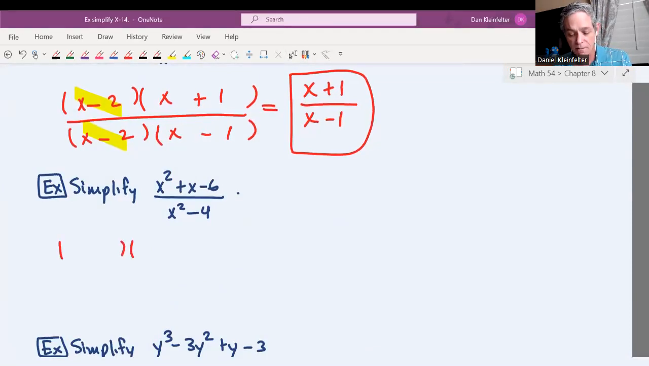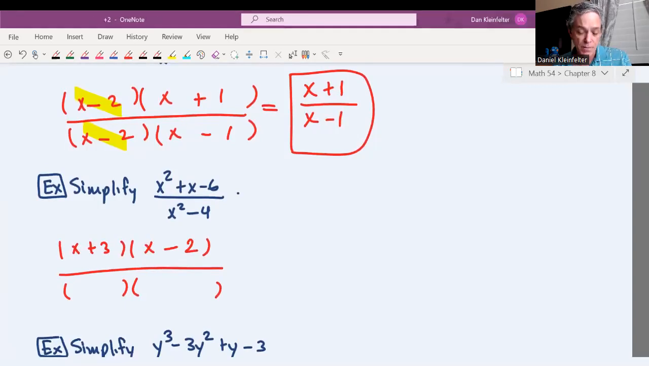Okay, so once again, we're going to need to factor both the numerator and denominator. I'll start with the numerator. We need two numbers that multiply to -6 and add to +1. So I'm going to say x plus 3, x minus 2. Double check by multiplying. We'd have x squared minus 2x plus 3x minus 6. That looks good. Down below, we have a difference of squares. That'll be x plus 2, x minus 2. Here, once again, the x minus 2's will cancel out. That leaves us with x plus 3 over x plus 2.